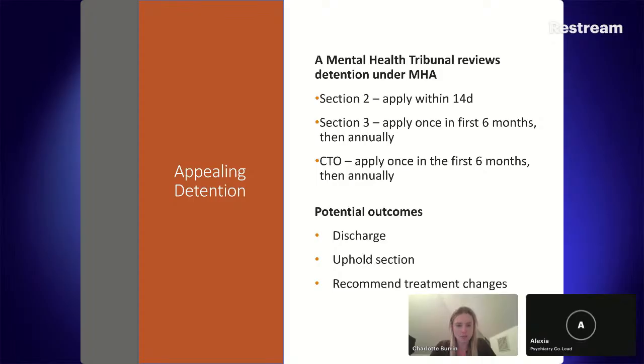And at the end of this tribunal, the patient can be discharged from section if the tribunal does not feel that they meet the criteria. The tribunal panel could uphold the section and the treatment continues. And sometimes the panel can recommend certain treatment changes or things to be tried that maybe aren't being done at the moment.